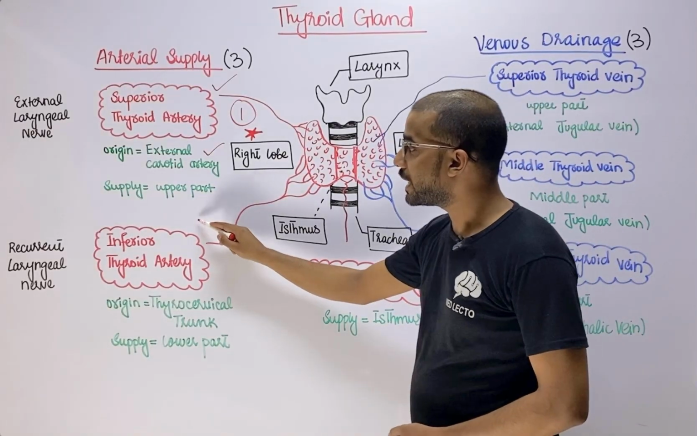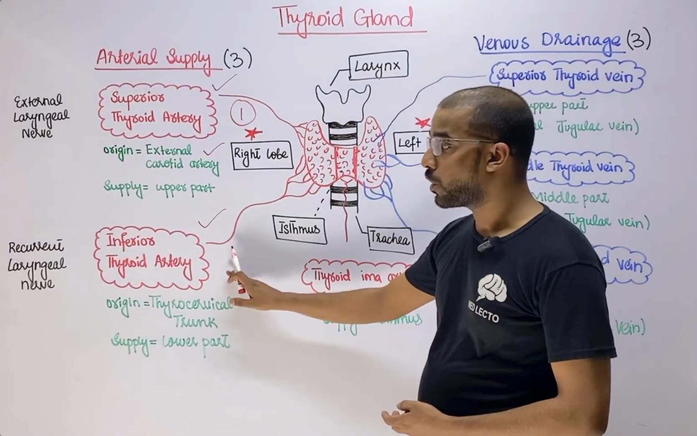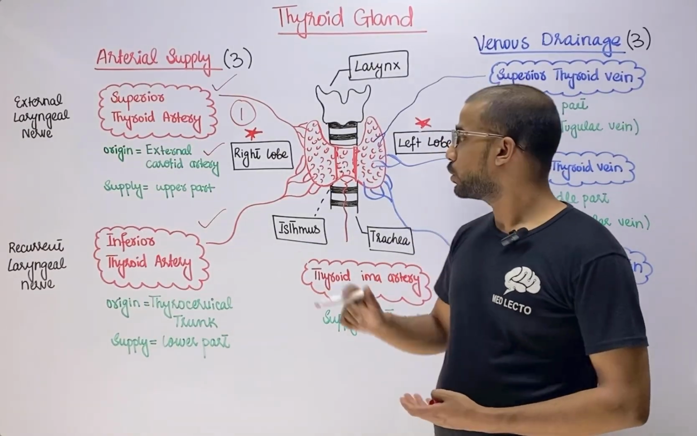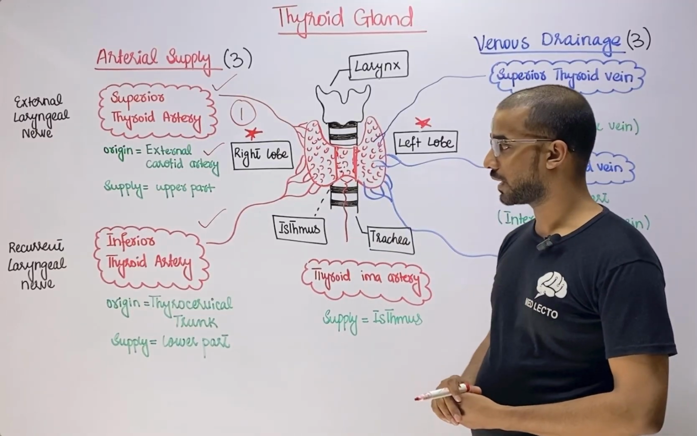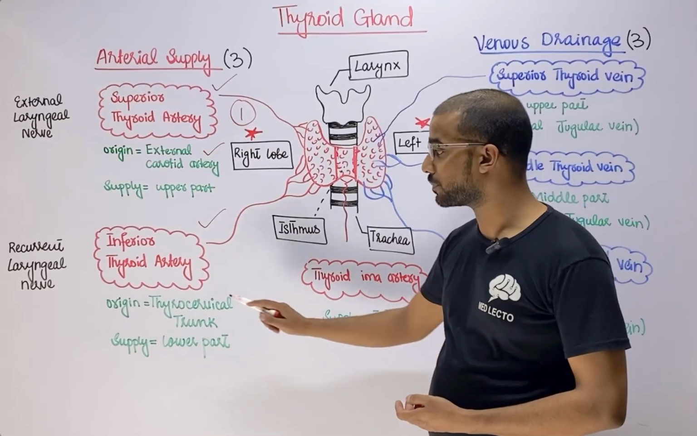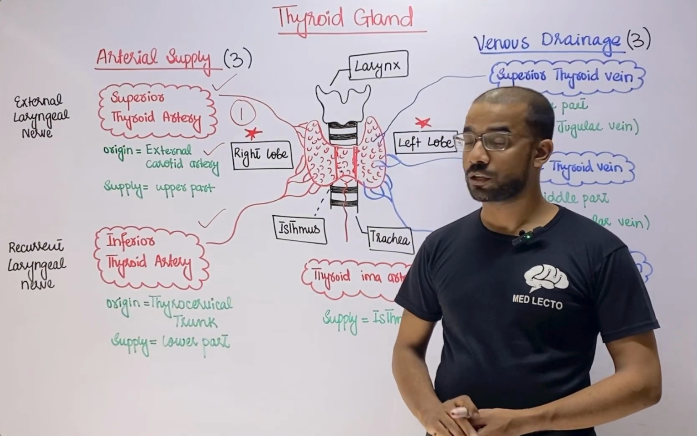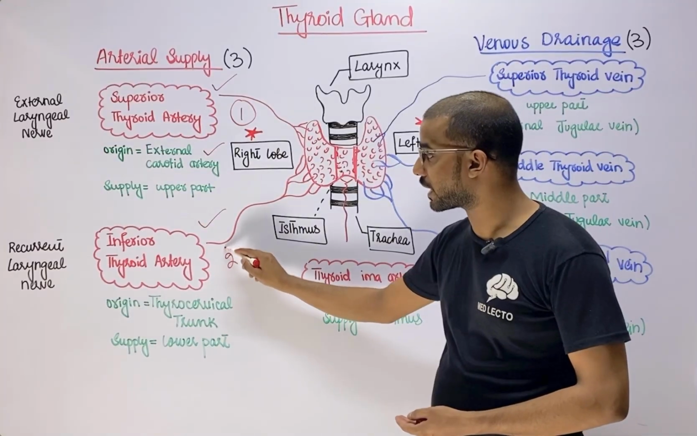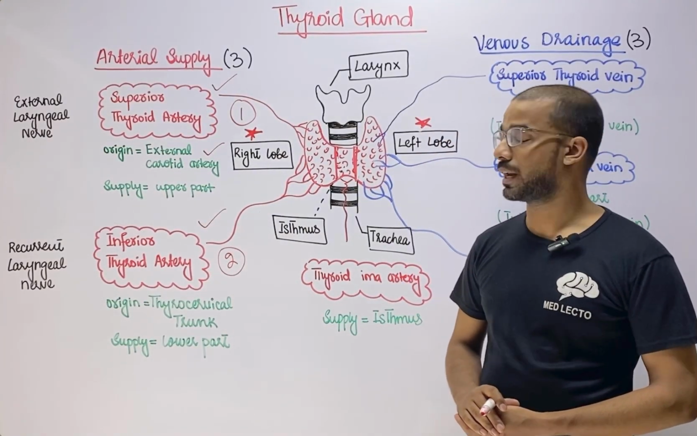Second is the inferior thyroid artery. Now this artery supplies blood to the lower part of your thyroid gland. This inferior thyroid artery has its origin from the thyrocervical trunk. So this is the second artery that will supply blood to the thyroid gland.